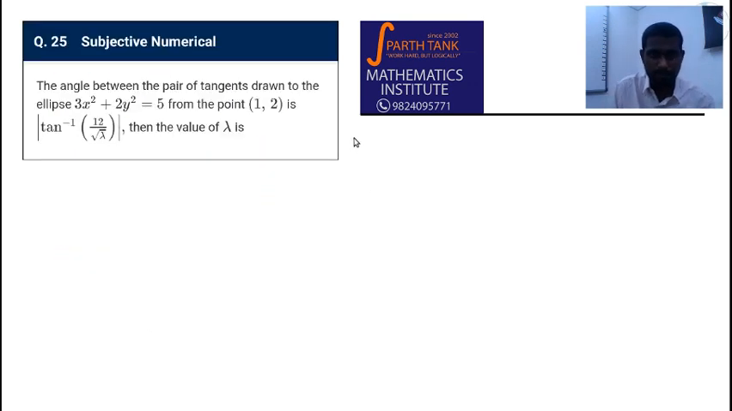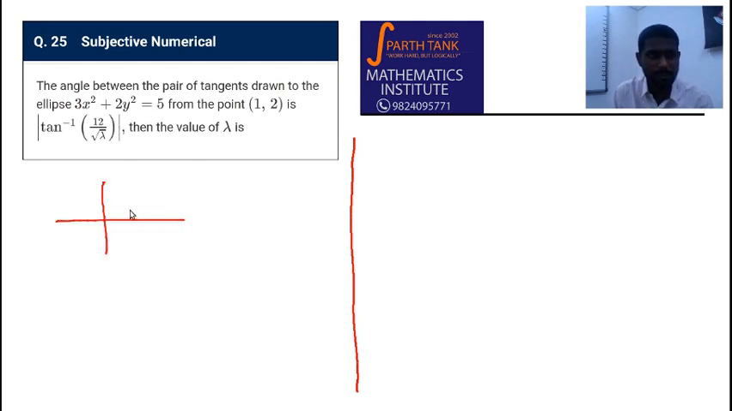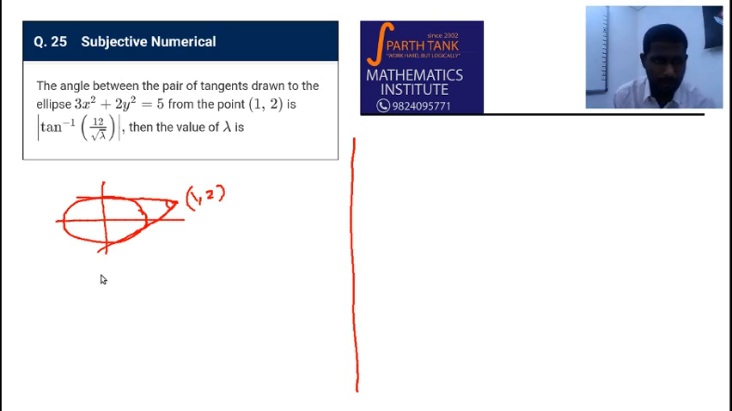The last question. The angle between the pair of tangents drawn to the ellipse, there is a certain ellipse, and there is a point 1, 2. So from here they have drawn a pair of tangents to this ellipse. Now the angle between the pair of tangents is what? Okay. Now this is quite easy if we remember what is the expression for the pair of tangents from any external point to an ellipse, right? How do we do that?